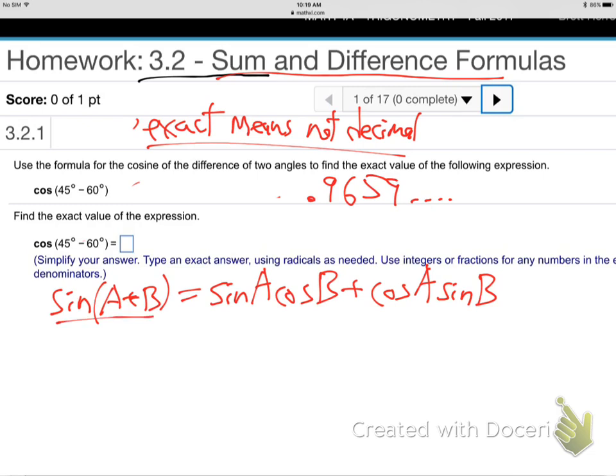So the sine of two angles added is sine, cosine, cosine, sine. Everybody see the pattern there? So the sine of two angles added is sine, cosine, cosine, sine. A, B, A, B.